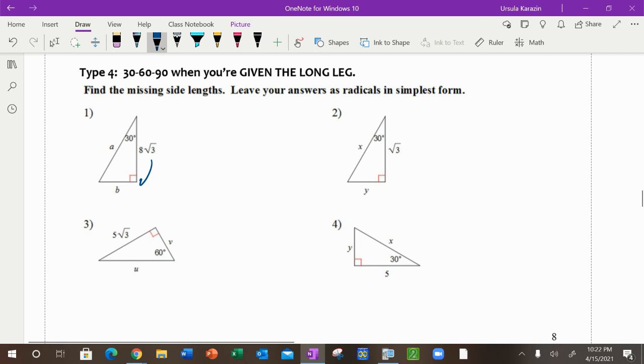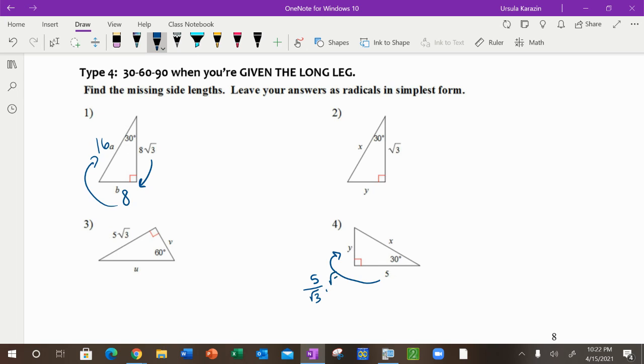So to go this direction, I have to divide by the square root of 3, right? Because if I had gone the other direction, I would have multiplied. So this will be just 8, and this will be 16. On this one, number 4, as I said, that one's a little trickier. So I'm going to divide by the square root of 3, but that means I have to rationalize. And so that's the measure of y.